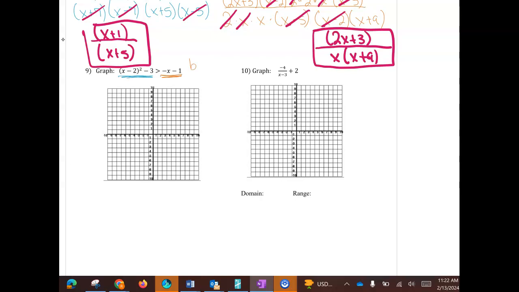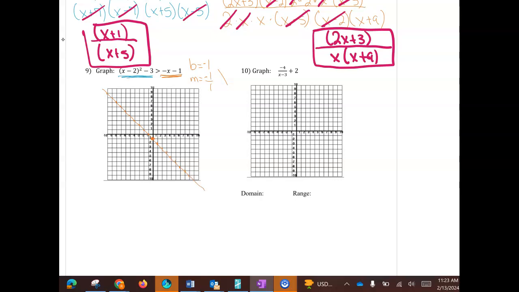This is a line. We're going to begin. The number that's by itself is negative 1. My slope is a negative 1 over 1, so it's going to be going downhill. So I'm just going to go up 1 over 1, and I'm just going to fill my graph with dots. Okay, here we go. So there's my line.